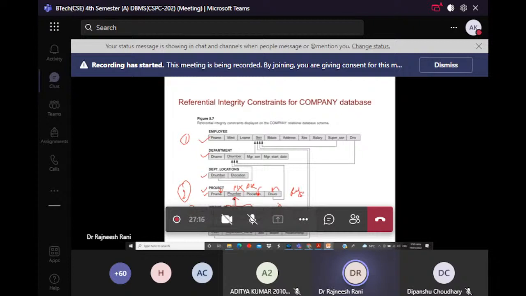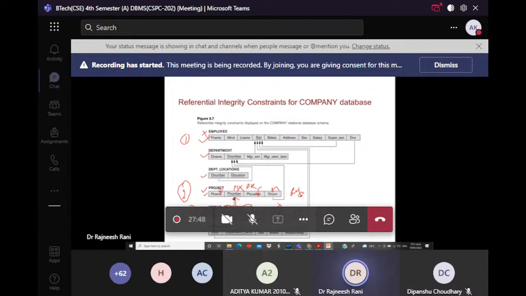So you can say this is the referencing relation and this is the referenced relation. Similarly, you can see here, if employee E12 does not exist in this employee table, then again this is incorrect information. So you can say now this employee SSN number is a foreign key in this relation and it should work as a primary key in some other relation.